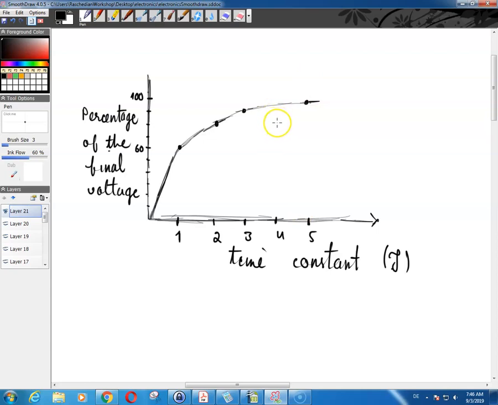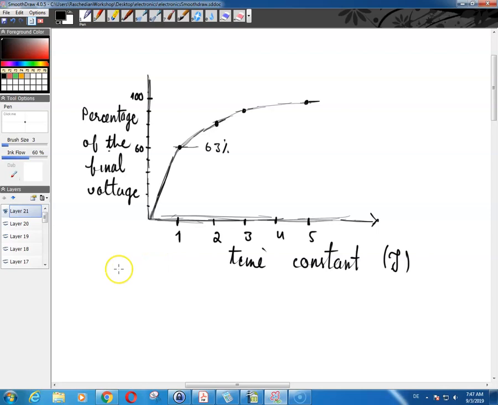So basically the question was, how long does it take the capacitor to reach 10 volts? So 10 volts would be basically 5 time constants. And to what voltage level does it charge in one time constant? In one time constant, you see you're over here, which is 63%. So at one time constant you're at 63% of the final voltage.